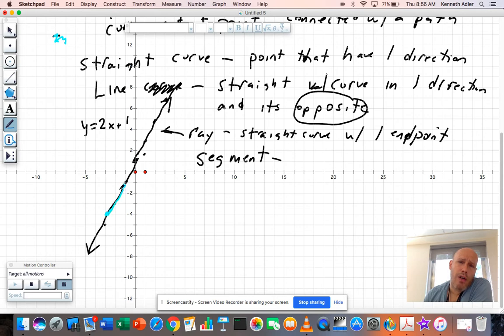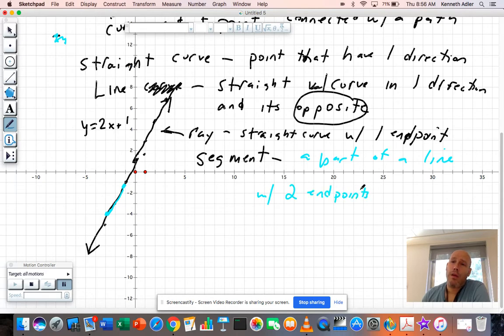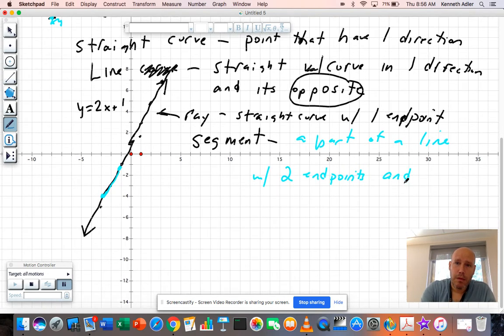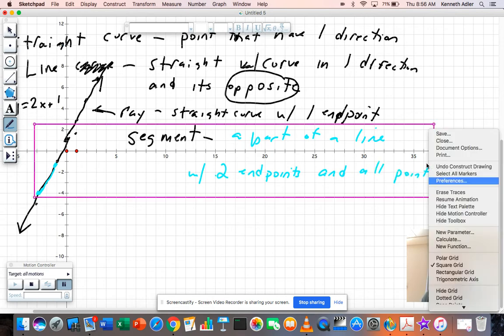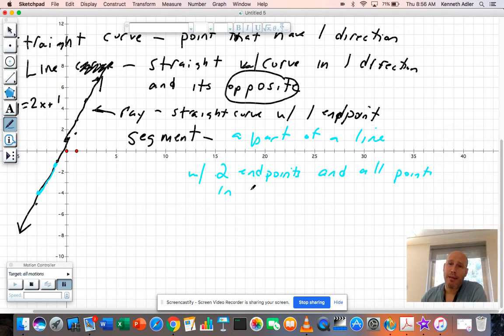And we know that's a segment, but I can only define something based on previously defined words. So, how about a part of a line with two endpoints and all points in between.